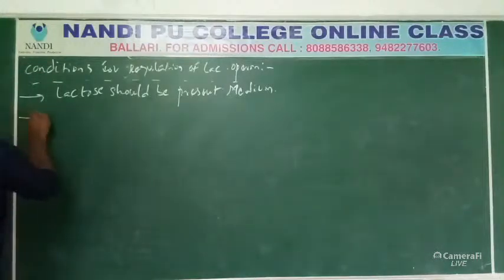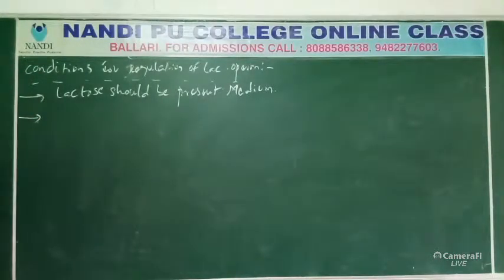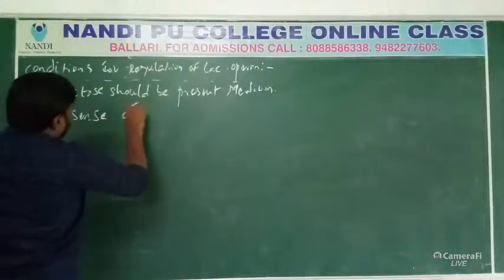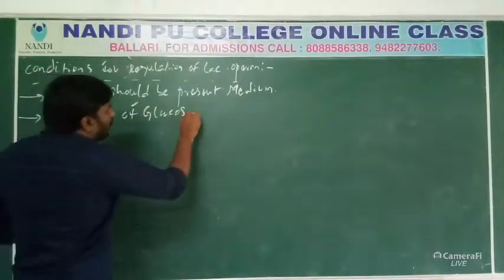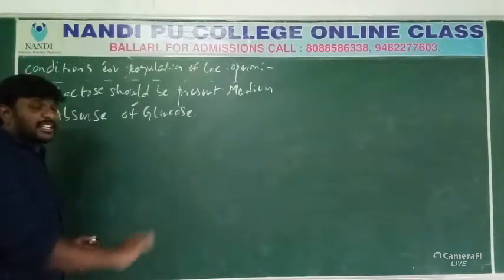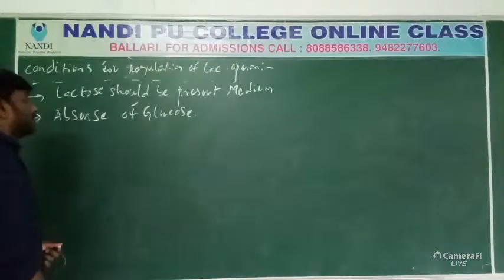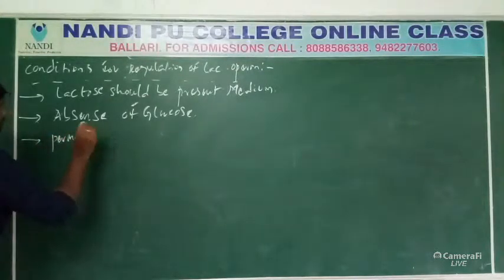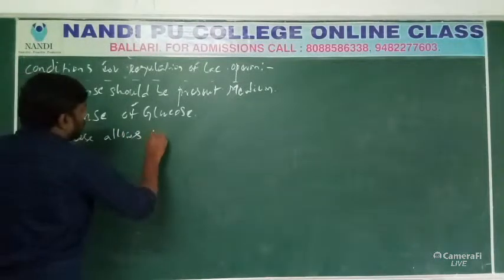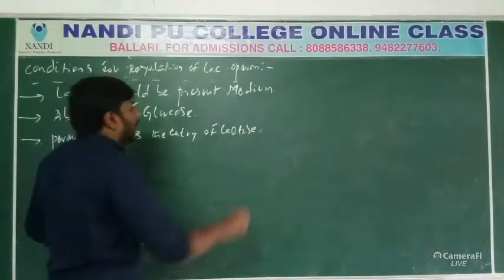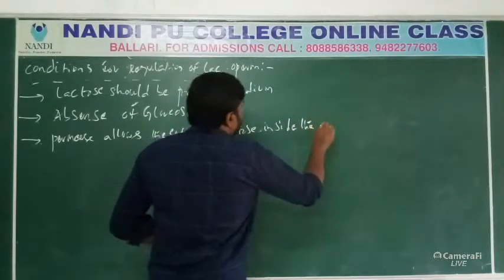And the second one, lactose should be present in the medium. That is the first and the most important thing. And next, absence of glucose. This is somewhere we will get some doubts. Why should glucose be absent in the medium? If glucose is present in the medium, what happens to the lac operon? Again, we are going to discuss what is the main reason. And the third one is permease. Permease allows the entry of lactose inside the cell.